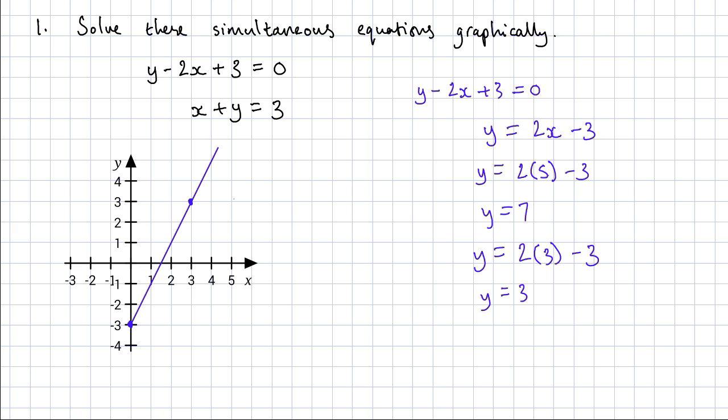Now I need to draw the graph of this one. I'll do that in a different color. So I'll use that color. Now I can see that this graph will have a negative gradient. So when I make y the subject, x will go over, it will be minus x plus 3. So let's just write that first.